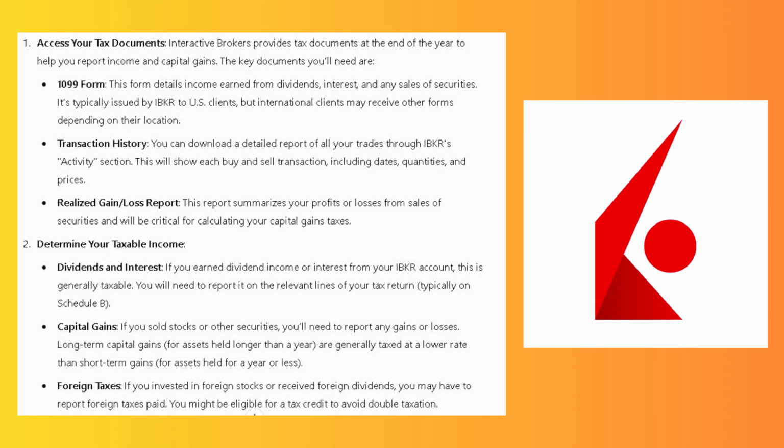Transaction history. You can download a detailed report of your trades through the IBKR activity section. Realised gains and loss report. This summary will summarise your profit and loss from sales and securities. Determine your taxable income. Dividends and interest, capital gains and foreign taxes are all examples of taxable income.